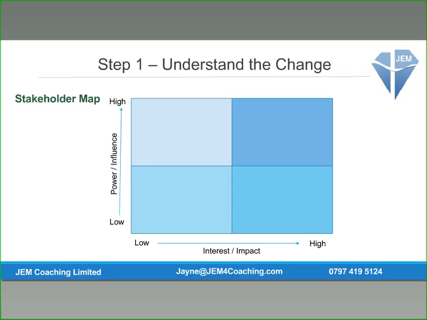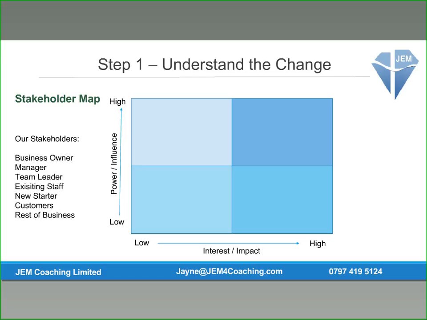And then the next one is how much power or influence they have in order to change the situation. So if they have low influence and little power to change, they're going to be in that bottom left corner. If they're not very interested and they don't have much opportunity to influence the change, they're going to be in the bottom left. If they have a lot of interest, are highly impacted, and also have a lot of power and influence over the decision, they're going to be in the top right.